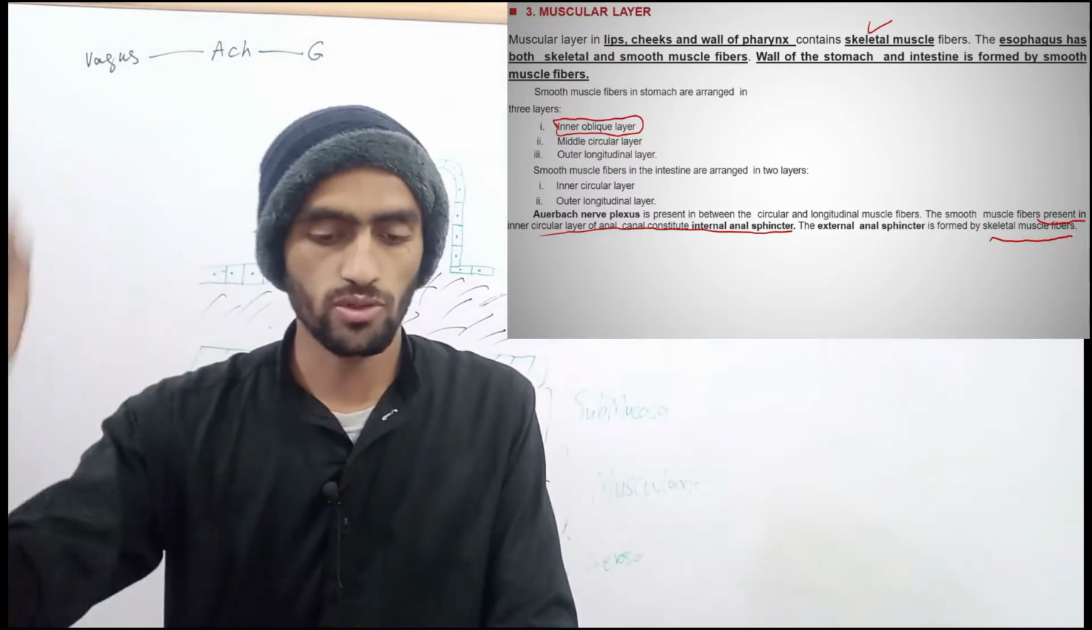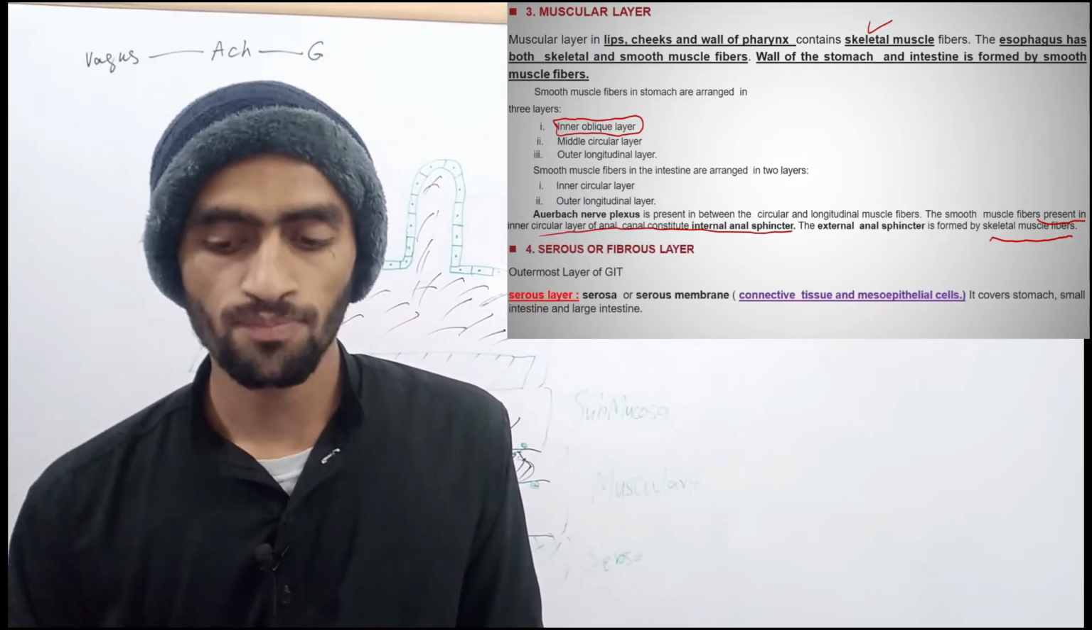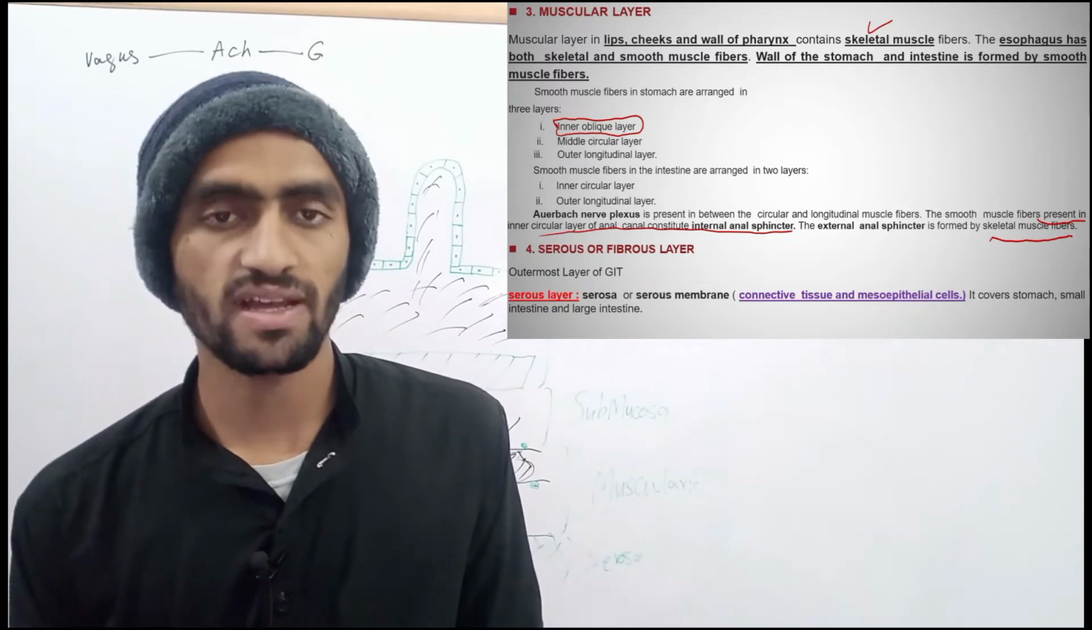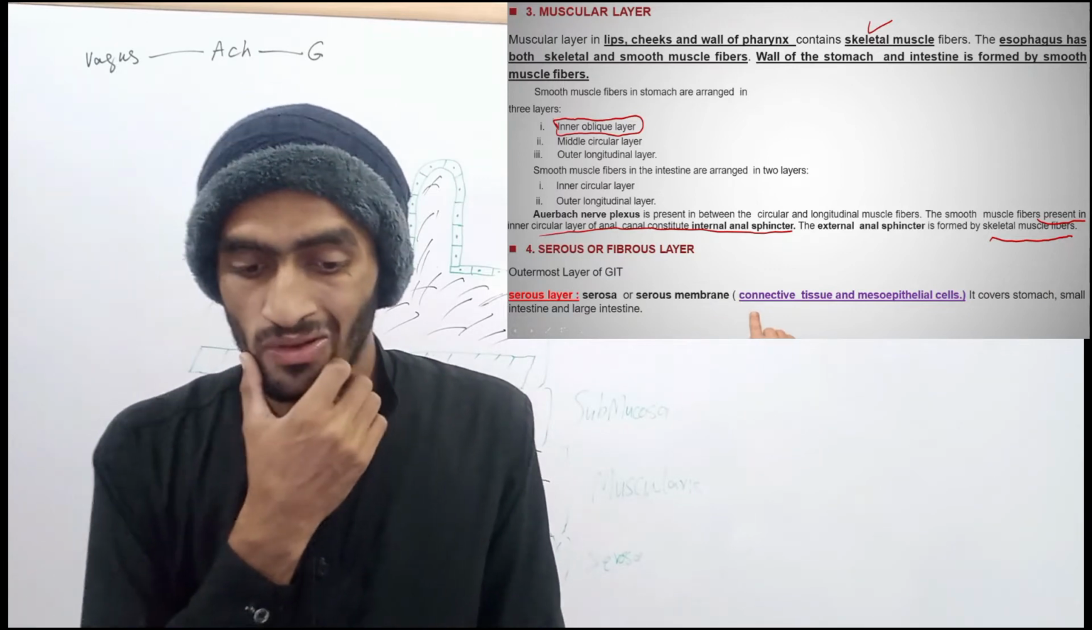So the outermost is the serous and fibrous layer. The outermost serous and fibrous layer is connective tissue or mesothelium. It is composed of connective tissue and mesothelium. It covers the stomach, small and large intestine.